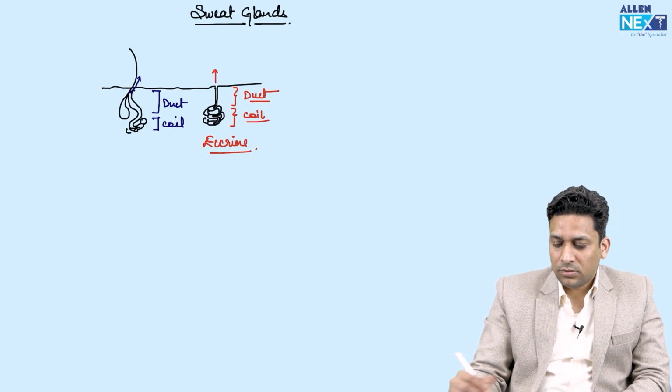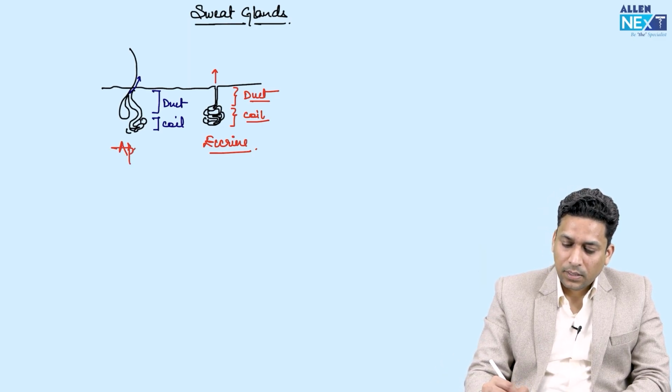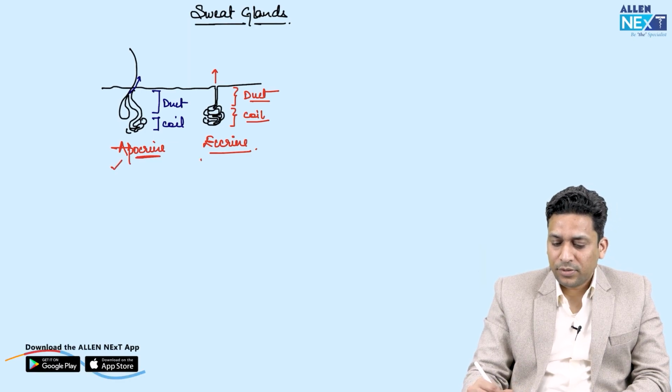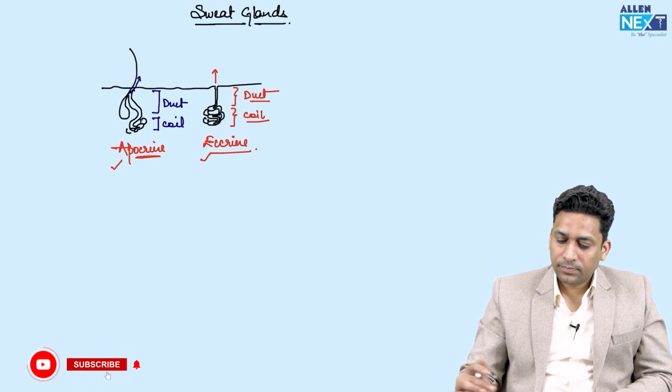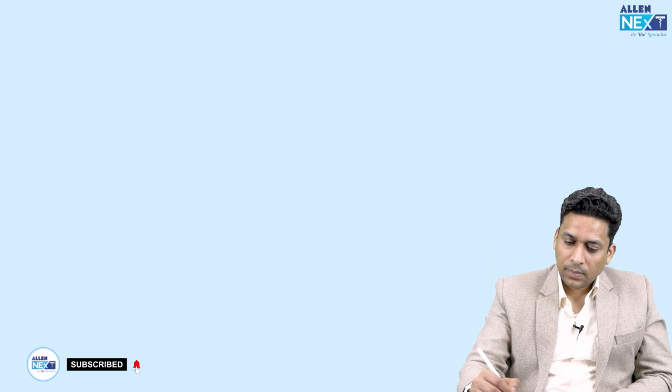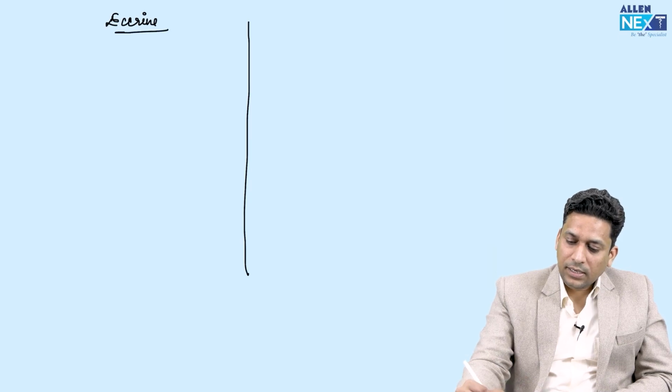Such type of gland is known as an apocrine sweat gland. So these are two different types of sweat glands. They can be apocrine or they can be eccrine. Now, what are the differences between these two? Eccrine and apocrine.